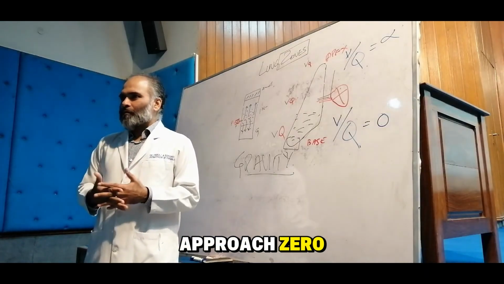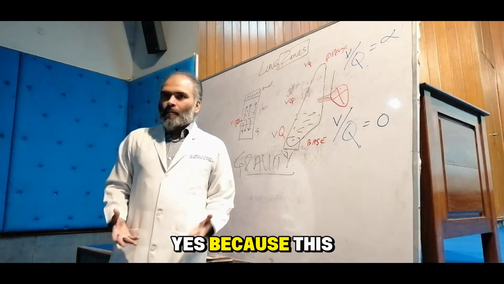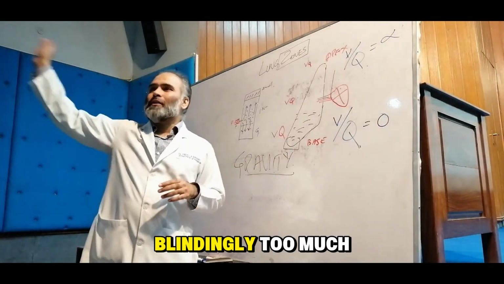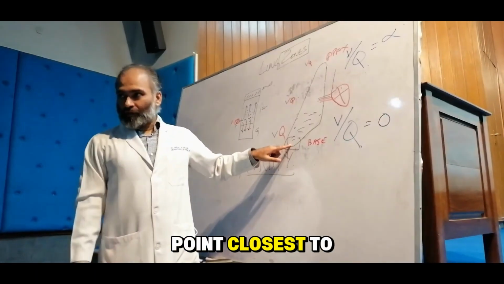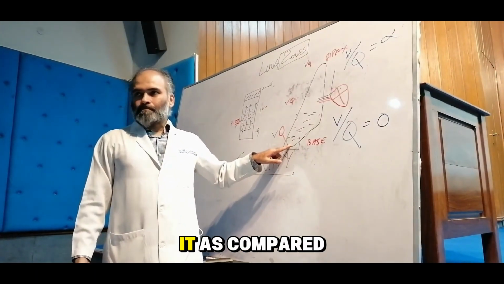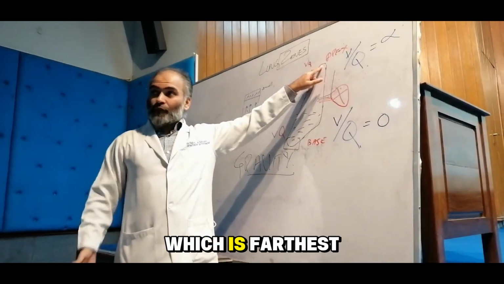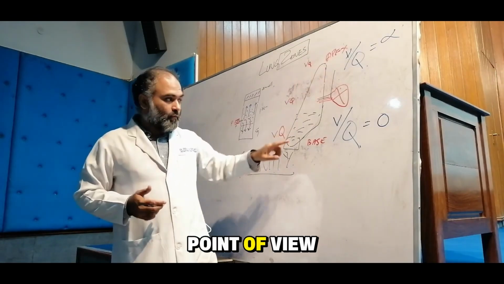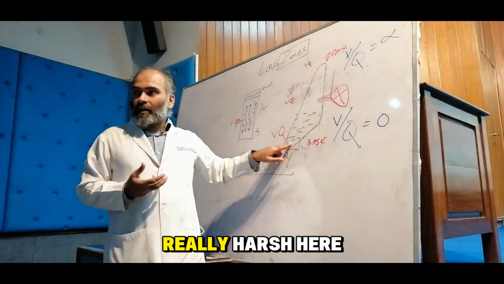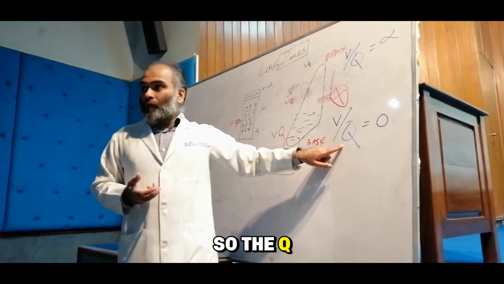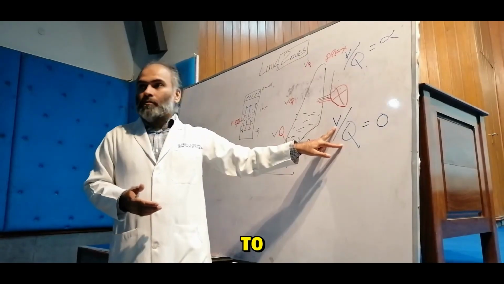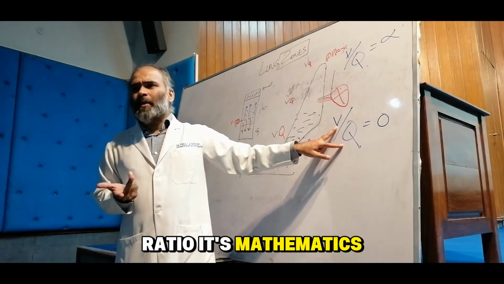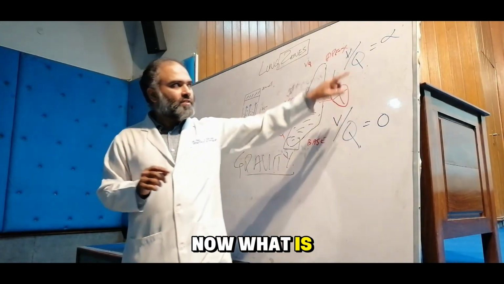How can it approach zero? Yes, because this is the area where the gravity is blindingly too much. This is the point closest to the floor, isn't it? As compared to this point, which is farthest away from the floor or from the gravity point of view. So the gravity would be really harsh here. So the Q will be too much as compared to V. It will always decrease the value of the ratio. It's mathematics.